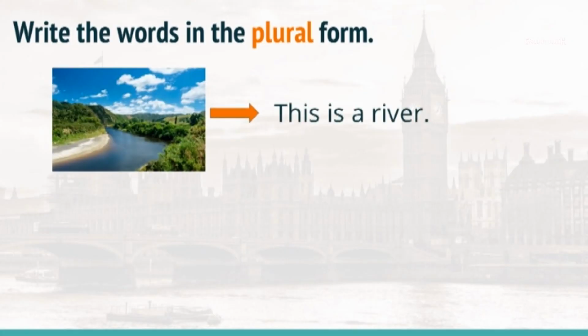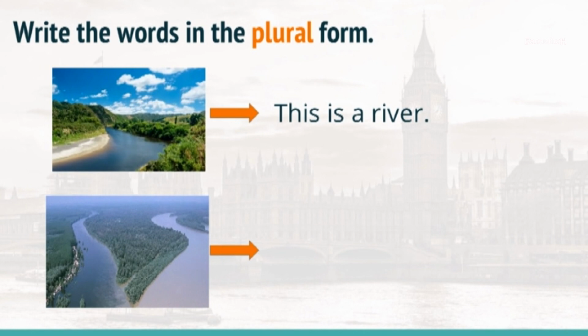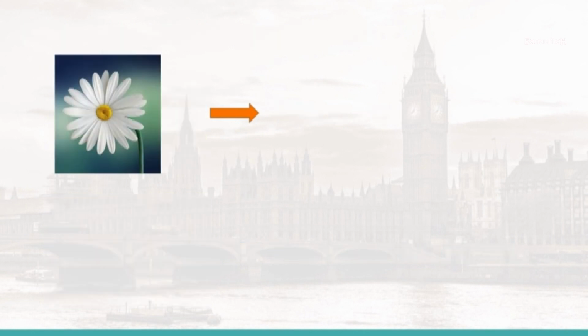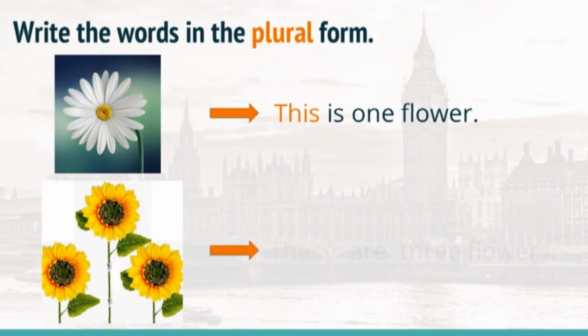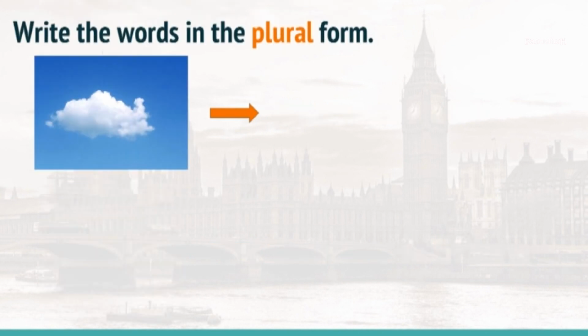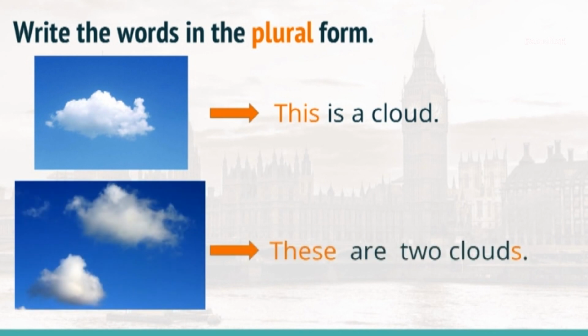Write the words in the plural form. Plural, when a lot of things, not one thing. This is a river, one river. These are two rivers. This is one flower. These are three flowers. This is a cloud. These are two clouds.